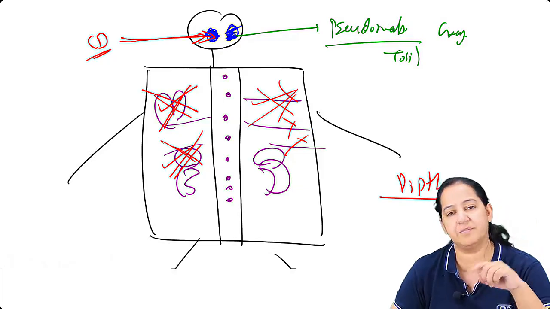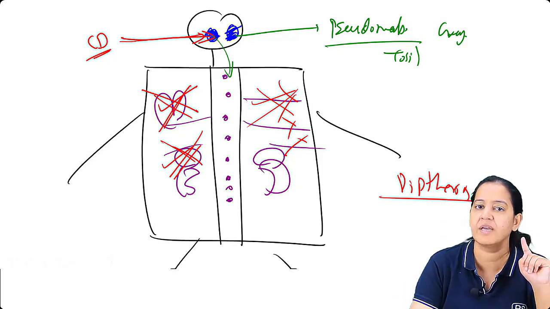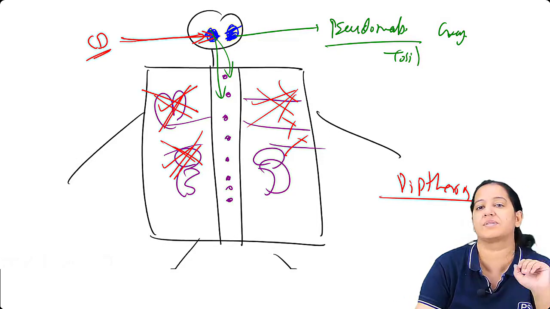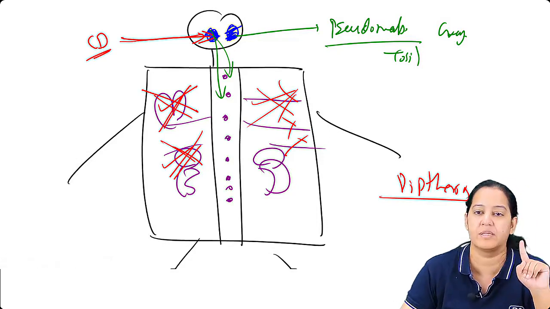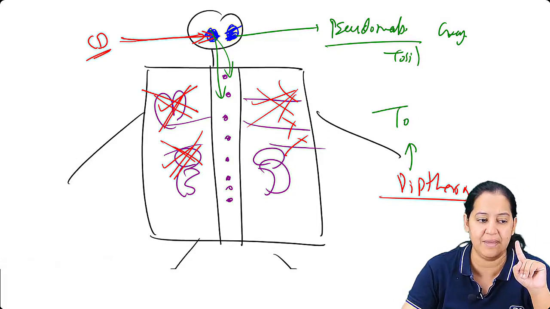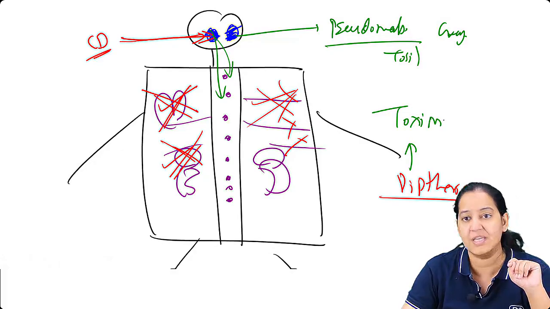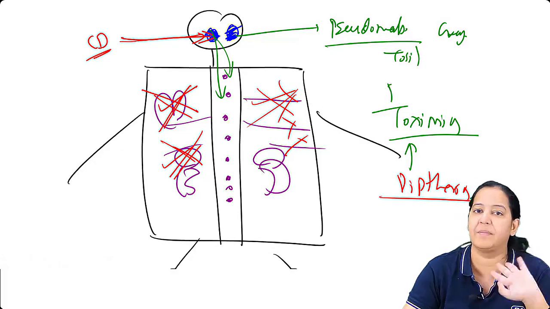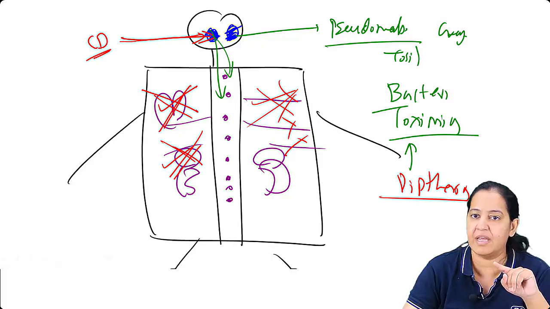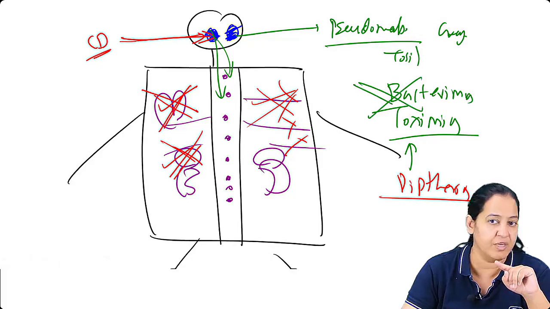Who is causing the diphtheria? Bacteria is going inside and causing it, or bacteria secreting toxin? Toxin is causing it. So yes, it is caused by toxin. So can I say diphtheria is toxemia? Diphtheria is toxemia. Diphtheria is not bacteremia. Diphtheria में bacteremia नहीं होता है. Write down. Diphtheria is not bacteremia.